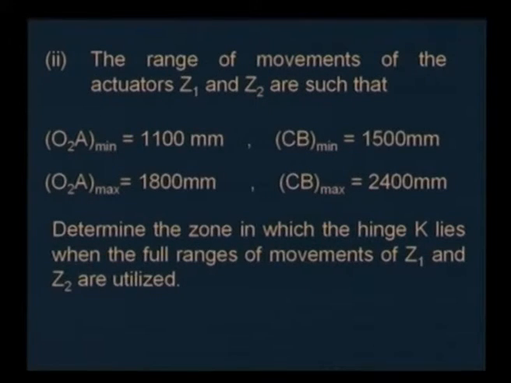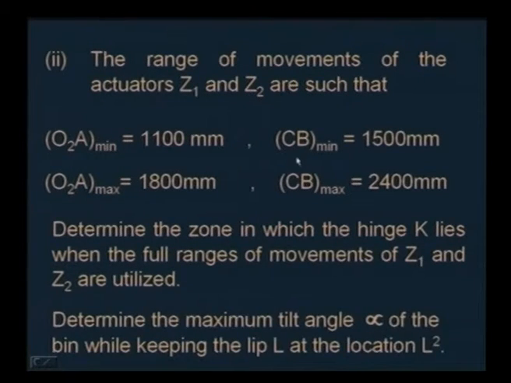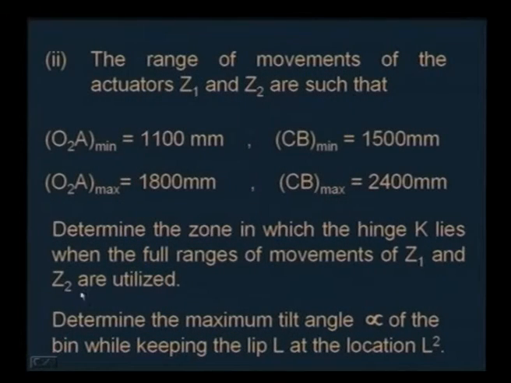The second part of the problem could be, the range of movements of the actuators Z1 and Z2 are such that the maximum distance between O2 and A, that is O2A max, is say 1800 millimeter to the scale and O2A minimum is 1100 millimeter. Similarly, the movement of the actuator Z2 is such that the maximum distance between C and B, CB max, is 2400 millimeter and minimum CB is 1500 millimeter. The question is, determine the zone in which the hinge K lies when the full ranges of movements of Z1 and Z2 are utilized.